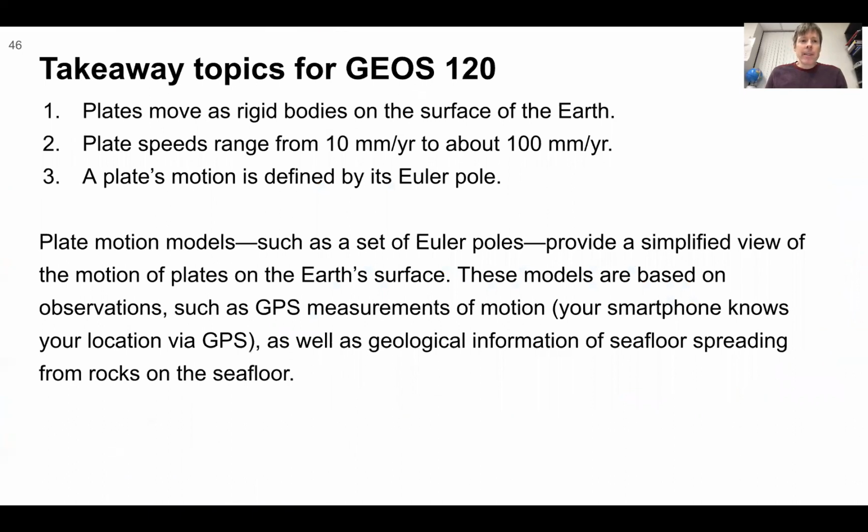Takeaway topics. Plates move as rigid bodies on the surface of the Earth. Plate speeds range from 10 millimeters per year to about 100 millimeters per year. A plate's motion is defined by its Euler pole. Not really a takeaway topic, but just something to keep in mind. These plate motion models, such as a set of Euler poles, provide a simplified view of the motion of plates on the Earth's surface. These models are based on observations such as GPS measurements of motion. Your smartphone knows your location by GPS, as well as geological information of seafloor spreading from rocks on the seafloor.